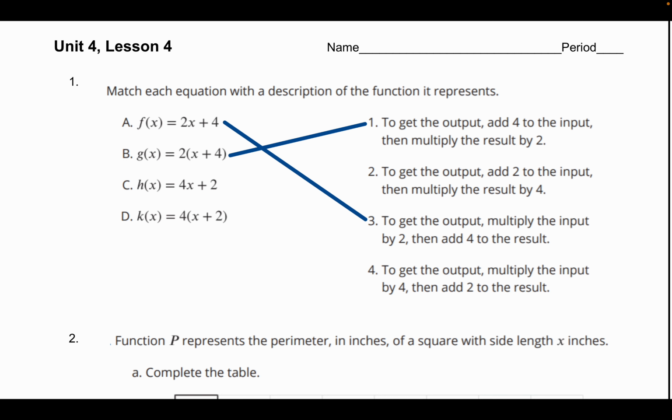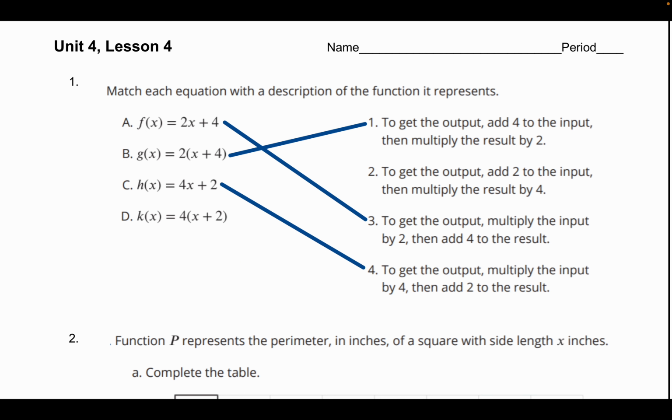For function h, this says our input is x, so 4 times x plus 2. So 4 times our input, we're going to do that first and then add 2. So multiply the input by 4 and then add 2 to the result is option 4 down here.